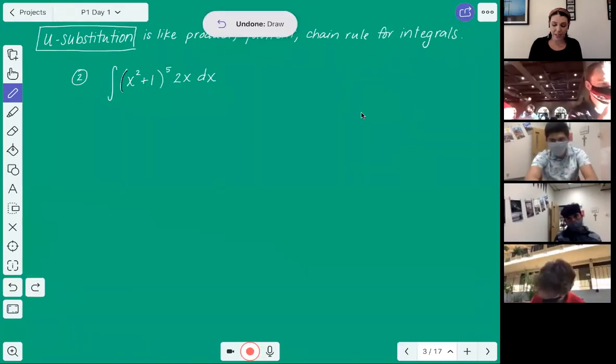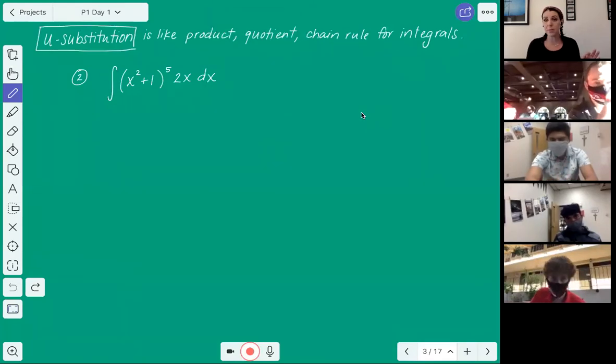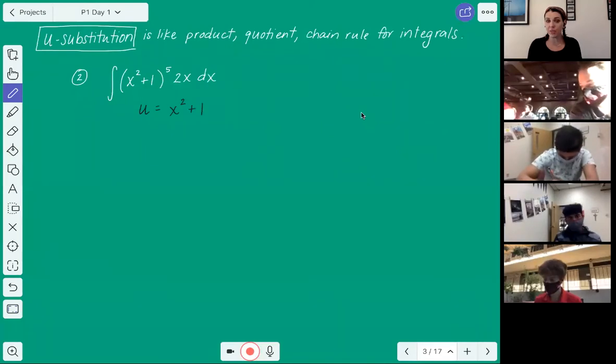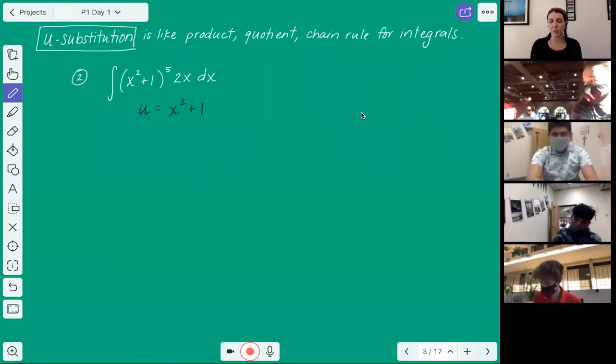But the thing that has to be true for whatever we choose for our u is that its derivative must be available, even if we're missing a constant in that derivative. So what we're going to choose for our u, we'll do this example together first, is x squared plus 1. If there's a constant, you always want to include that in your u. So we don't want to just choose x squared. We want to get rid of as much stuff as possible when we're doing U-substitution. So instead of just choosing x squared, we're going to choose x squared plus 1.